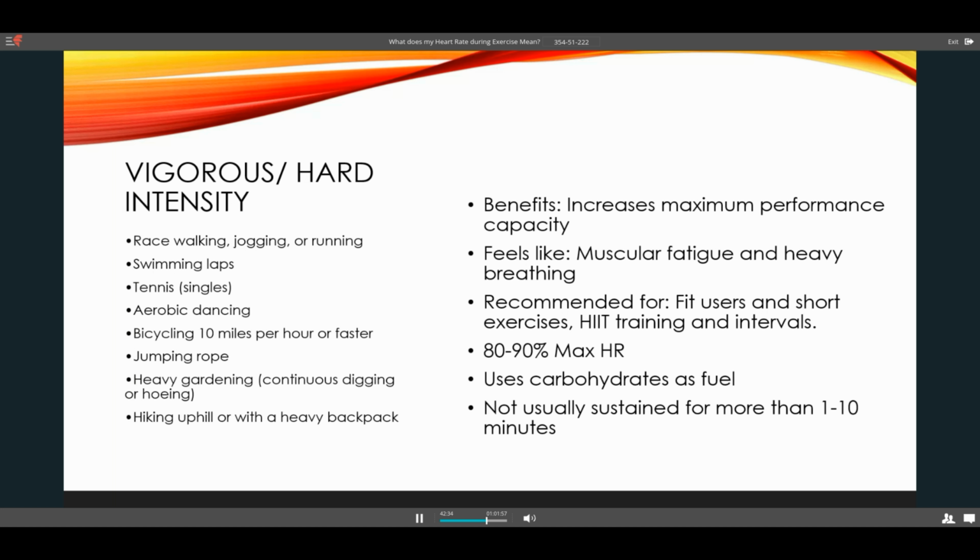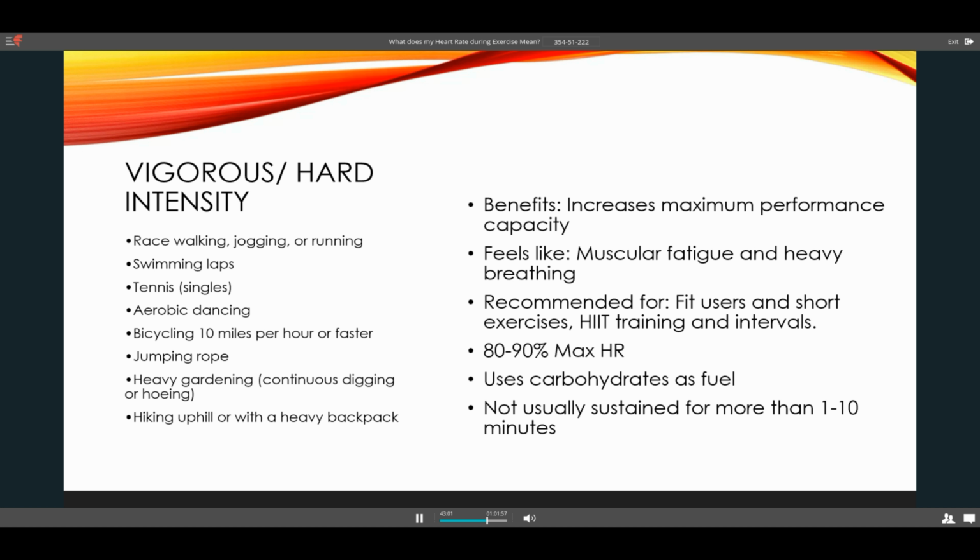So again, these activities are going to be your aerobics classes, bicycling, jumping rope, heavy gardening, hiking, jogging, running, any of those activities. You're going to notice the benefits here. This is going to increase your maximum performance capacity. You're certainly going to notice muscular fatigue during this stage and heavy breathing. You're not going to be able to spend very long in this training zone.